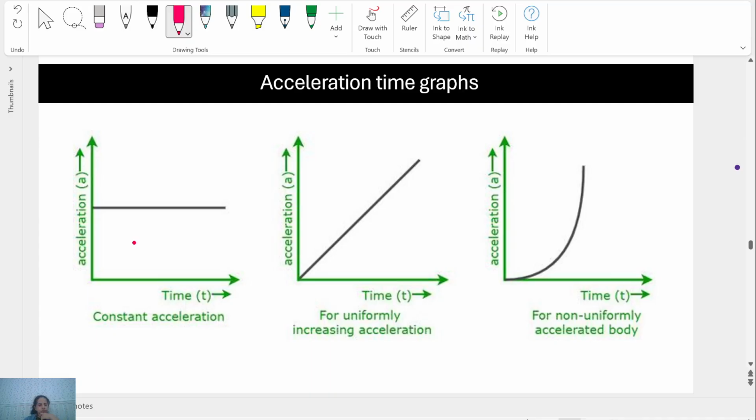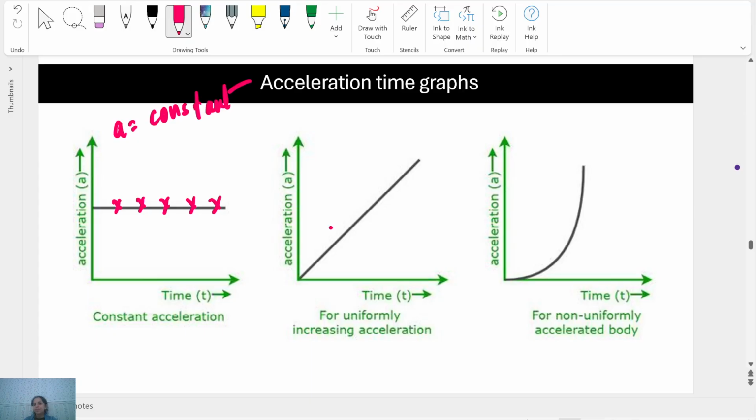So acceleration-time. As the time is progressing, it has the same values of acceleration all throughout. So what does this say? This says acceleration is constant, not changing. Can you use equation of motion here? Yes, you can.